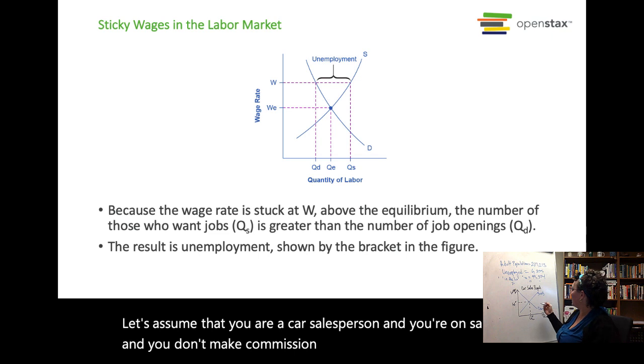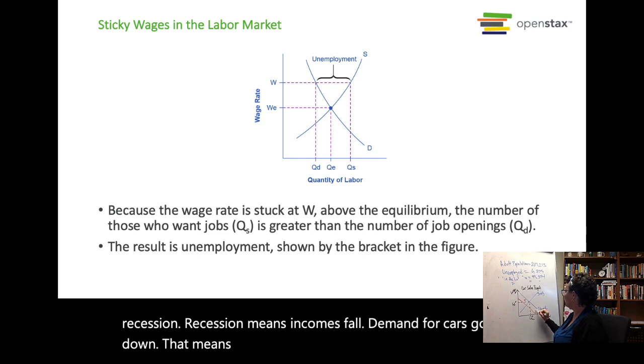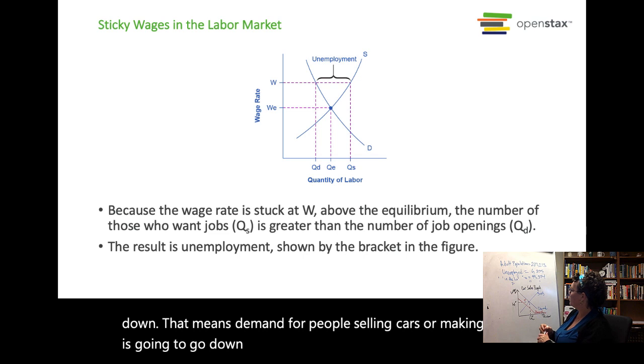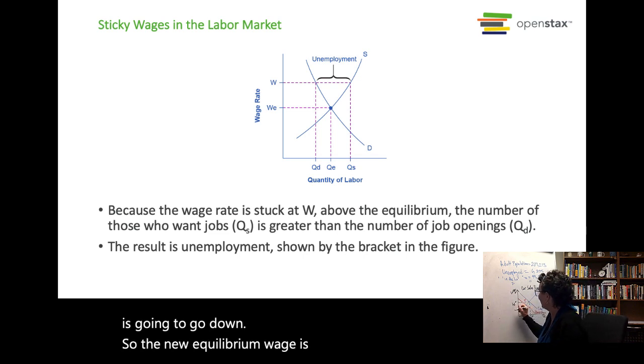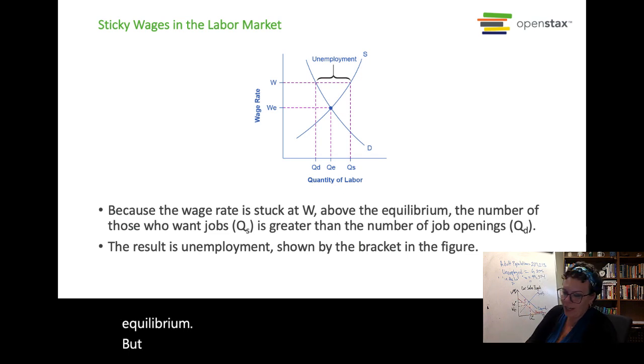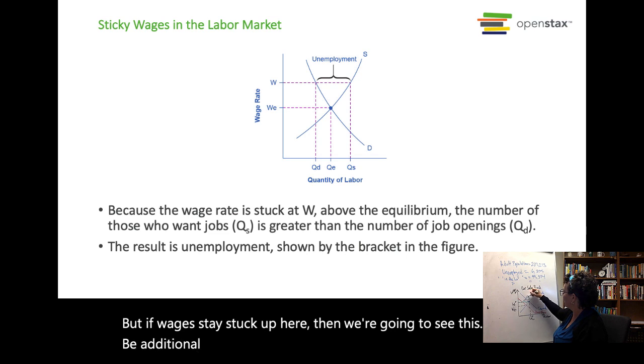and then there's an economic recession. Recession means incomes fall, demand for cars goes down. That means demand for people selling cars or making cars is going to go down. So the new equilibrium wage is actually down here. That's our new equilibrium.